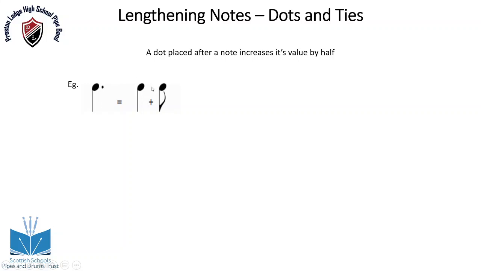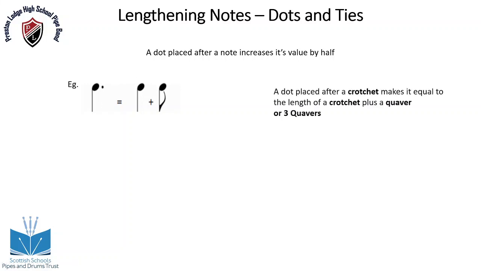You're not going to play a crotchet quaver. Alright, it just lasts longer. Alright, so dot placed after a crotchet makes it equal to the length of a crotchet plus a quaver. And it says or 3 quavers. And you're thinking, well, how does that work? Well, if you take that first crotchet and split it in half, you get 2 quavers, like that.